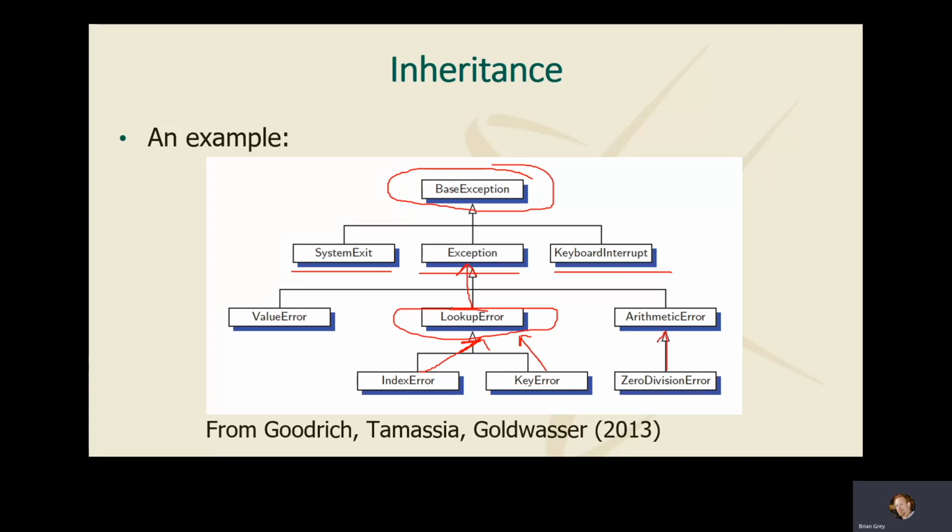Versus zero division error is a kind of arithmetic error, right? You can see as we go down, we get more and more specific. And maybe this one would have a list index error versus, I don't know, a tuple index error. I don't know why you would have that difference, but if there was a meaningful difference to it, you could. And you could just keep going down and down the tree, right? Turtles all the way down.